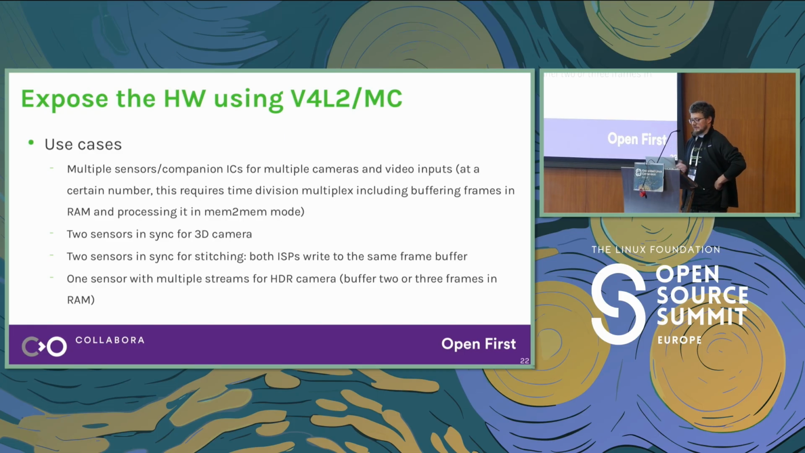And finally, we have one sensor with multiple streams for an HDR camera. Typically, the sensor would send different virtual channels or different streams encoded as different virtual channels via MIPI CSI. And then we would have to buffer 1 or 2, so we have 2 or 3 frames. We need to process one directly and buffer 1 or 2 respectively to RAM and then process it later on. So yeah, this all needs coordination somehow.